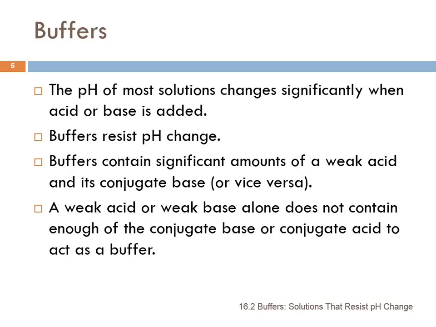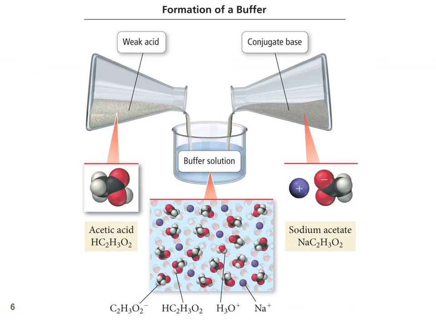If you just have the weak acid or just the weak base, it will dissociate and form the conjugate base or conjugate acid, but it doesn't dissociate enough to be able to do much, and so it cannot really act as a buffer by itself. So you have to have both of them present.